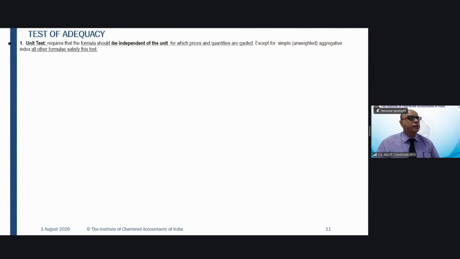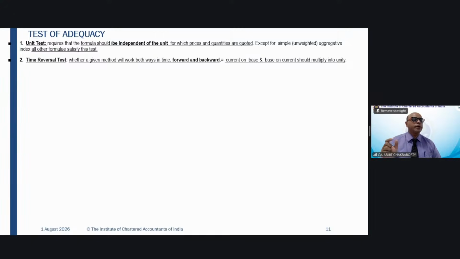So unit test means the formula should be independent of the unit. So we have already seen that all the formulas, Laspeyres index, Paasche index, ultimately, मतलब सारे index number leaving aside simple unweighted aggregative index will actually satisfy the test. So here we don't have any specific champion because most of the index numbers will satisfy the unit test. Unit test means the formula should be independent of the unit. Now we come to time reversal test, जिसे हम लोग TRT कहते हैं.